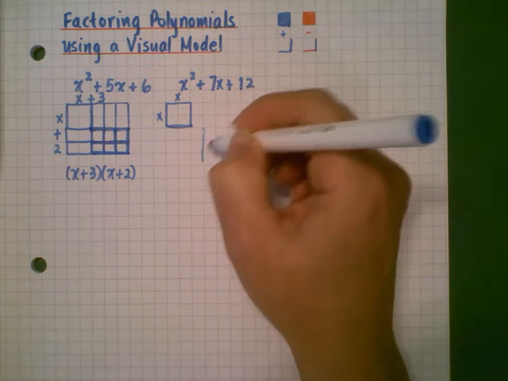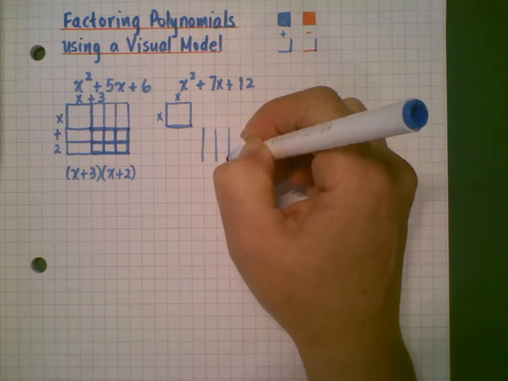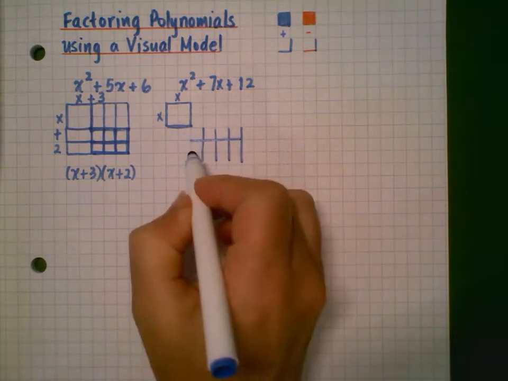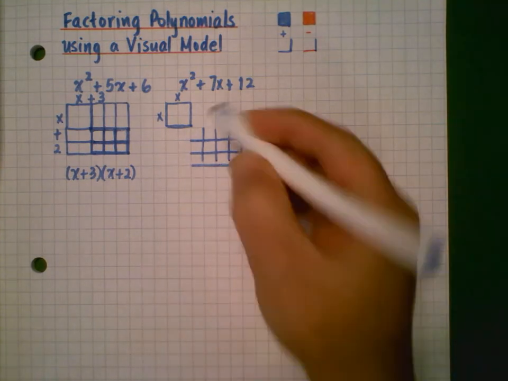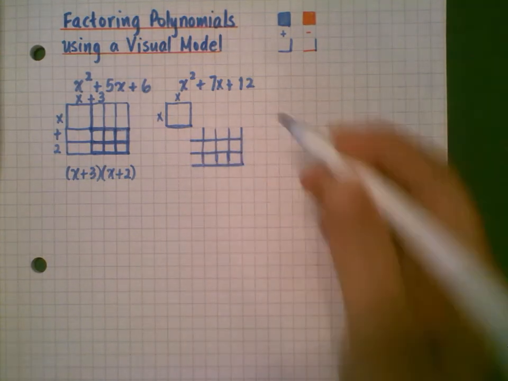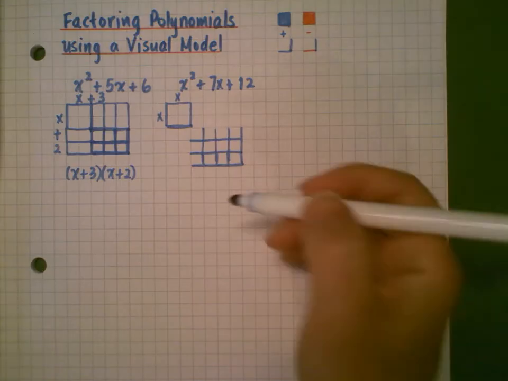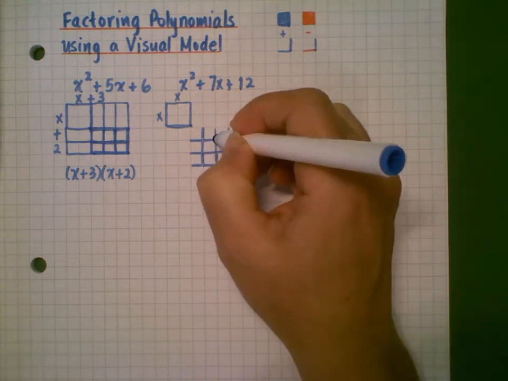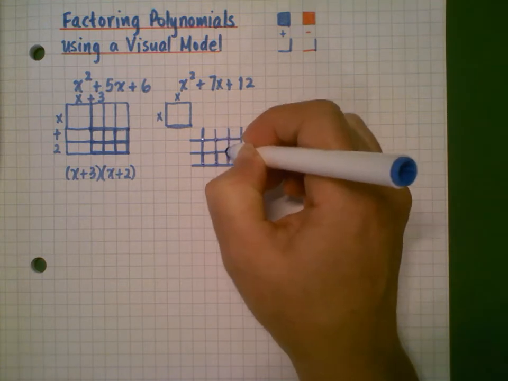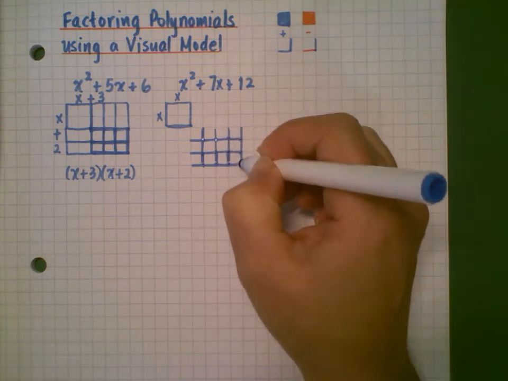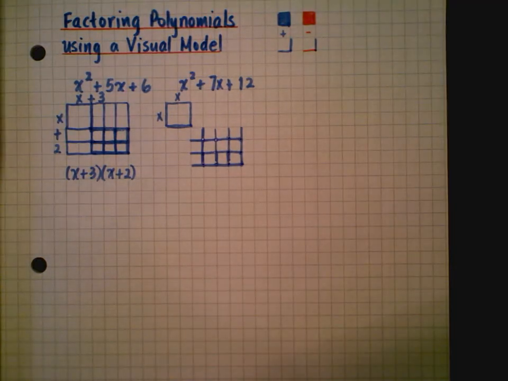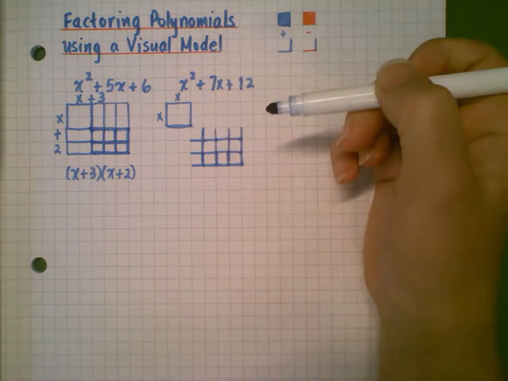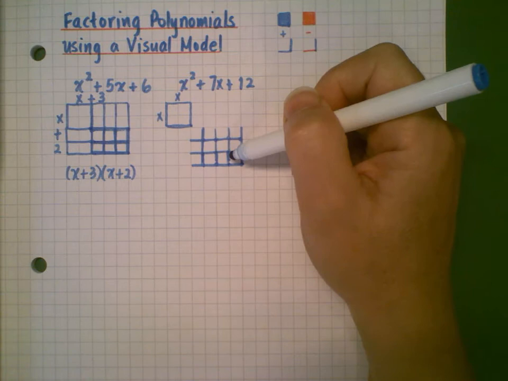So I'm going to go 4 bars, 3 high, like this. And if you were to count the intersection points there, there are 12 of them. That's a way that you can verify that you've got it laid out properly. And at this point, what I've got drawn is x squared and the plus 12.